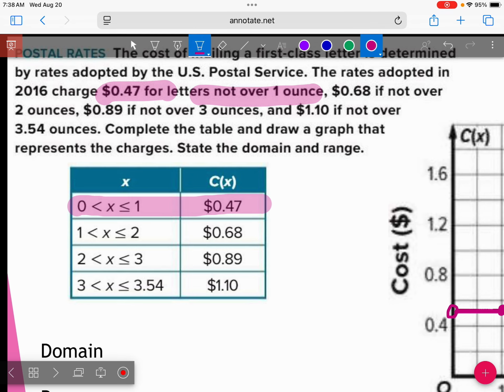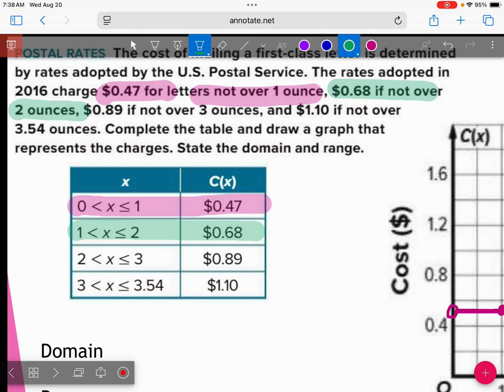So once we get to, if it's not over 2 ounces, so more than 1 but not more than 2, it's going to cost 68 cents. So not 1, but really close to 1, so like 1.1 or 1.001, super duper close, it's going to be up at 68 cents. So it's going to jump up a bit.